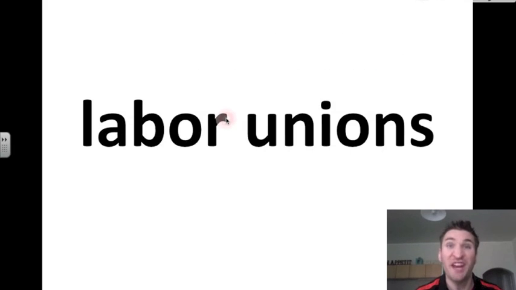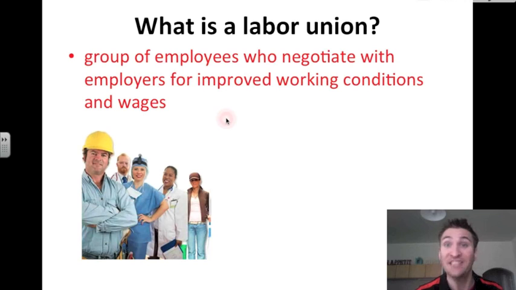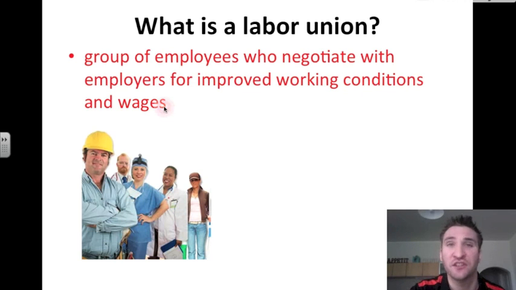The group that introduced reforms to end child labor and to fight for women's rights was labor unions. Labor unions are very important during the Industrial Revolution. Let's learn more about them. What is a labor union? It's a group of employees who negotiate with employers for improved working conditions and wages, higher pay.